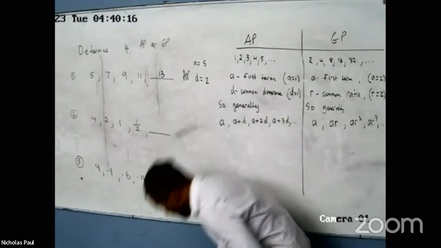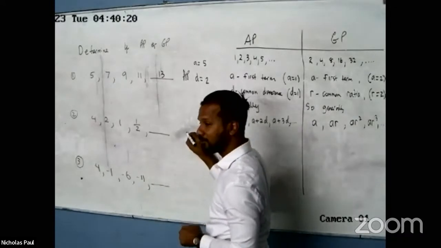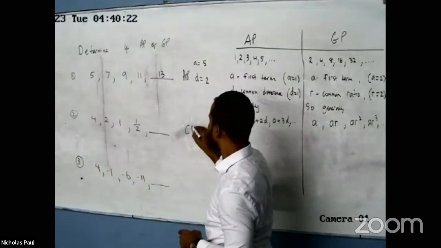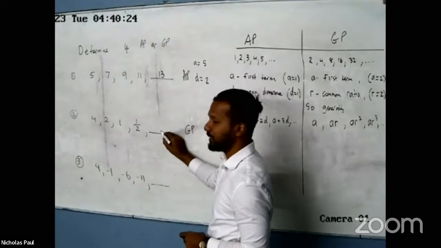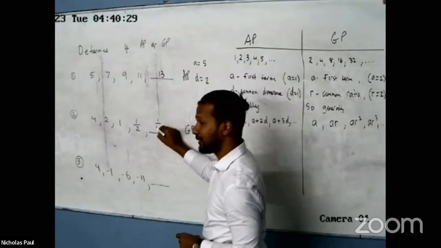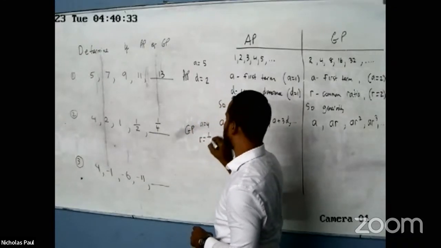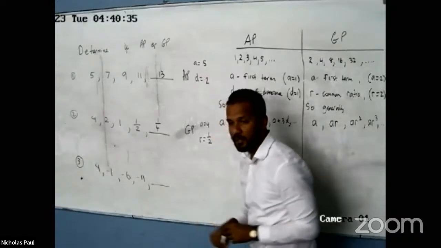All right, GP and the value missing here is 4. A is 4 and R is a half. Right? Last one.